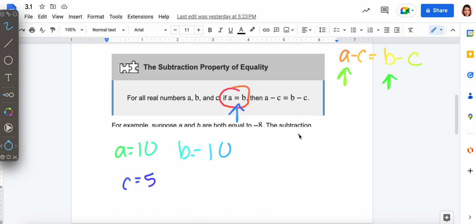And C equals 5. So A minus C, 10 minus 5, equals B minus C. B is 10 as well, minus 5. So it works. Again, if A equals B, then we know A minus C equals B minus C because we can substitute in that A and B because they're the same value.